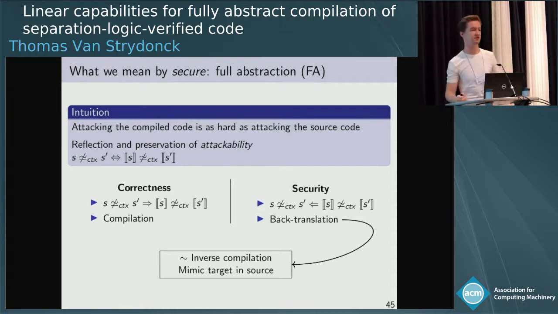And here we need to introduce a new type of translation, kind of an opposite direction compilation, which is called the back translation. What the back translation does is it tries to mimic target code behavior in the source language. And in our case, we use a sort of free contract approach, which is very similar to the well-known technique of universal embedding from full abstraction proofs. We use this type of technique to construct our back translation.